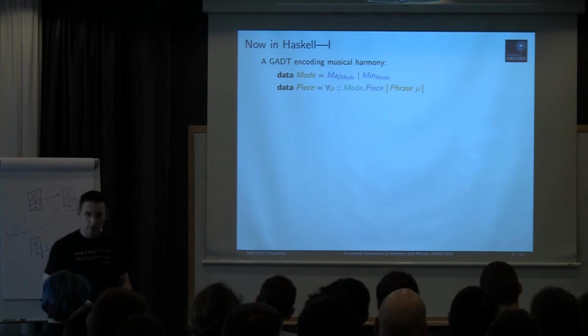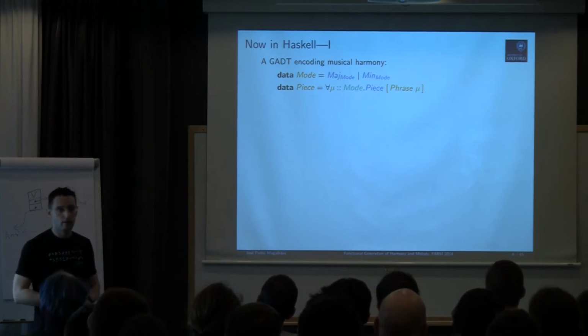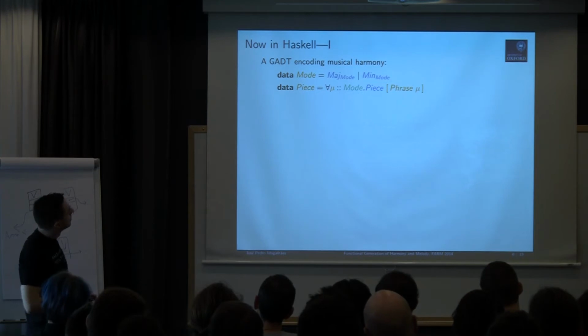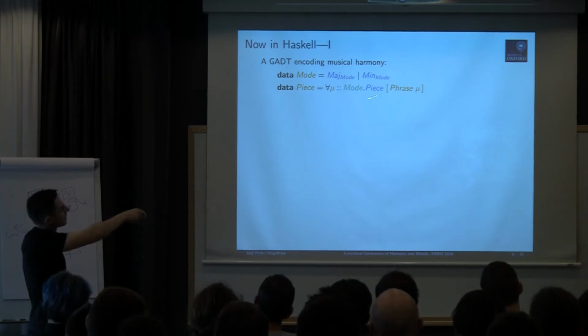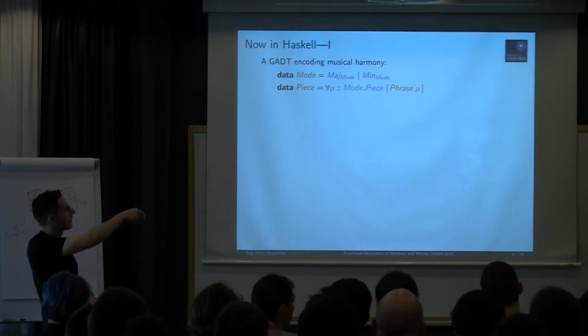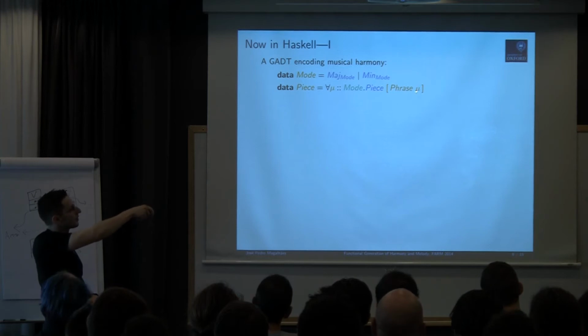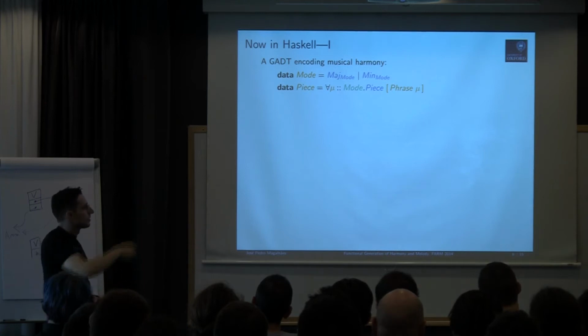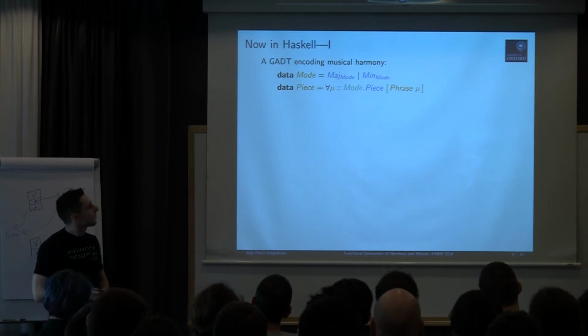So, how do we do this in Haskell? It's just using GADTs, or actually just data types, and we use the GADTs for the variables that we have. So, we said that a piece was a list of phrases, and that's still the case, only that we parameterize the phrase over this mode, which can be in major or minor mode. We hide this in an existential, but that's a detail.